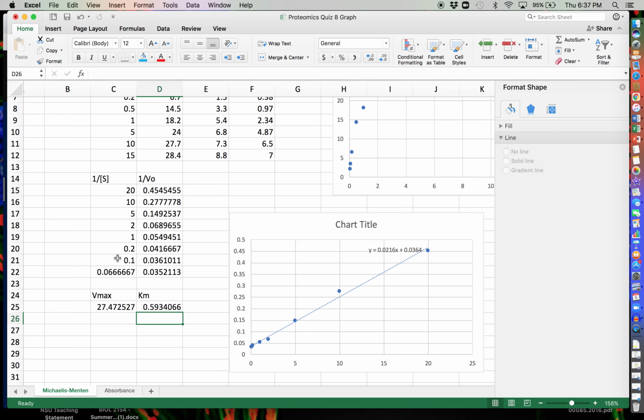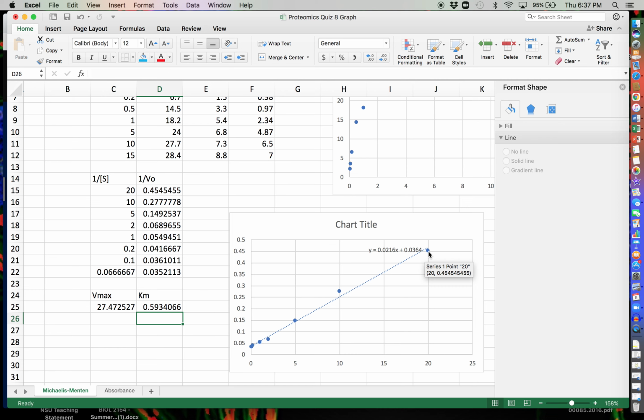Okay, so there's one more thing that I want to show you how to do here. I want to show you how to use a Lineweaver-Burk plot to determine what kind of inhibitor is being used to inhibit an enzyme. There are three types of enzyme inhibition. There is competitive inhibition, there is non-competitive inhibition, and there is uncompetitive inhibition.